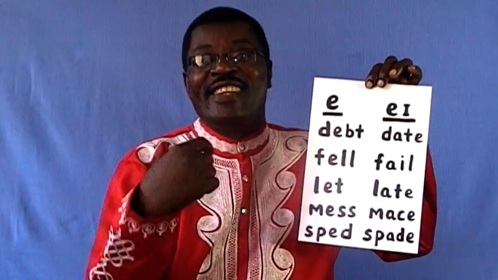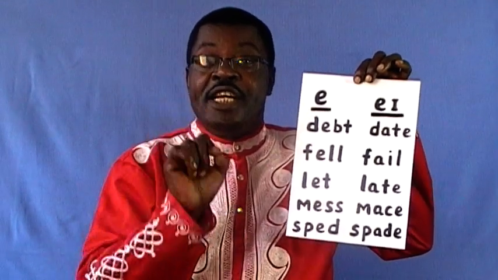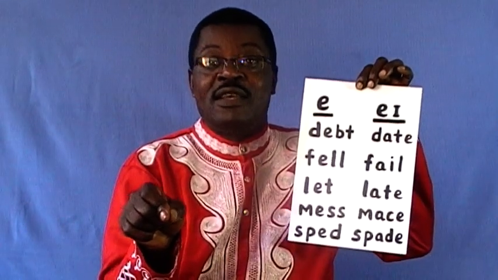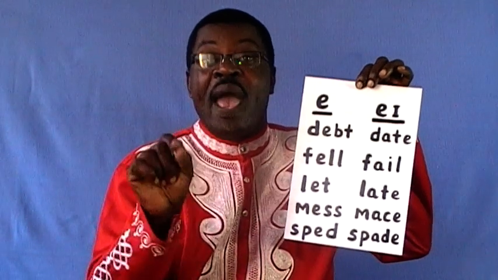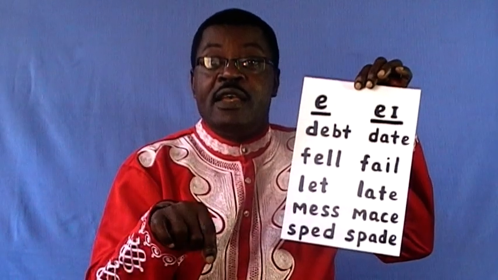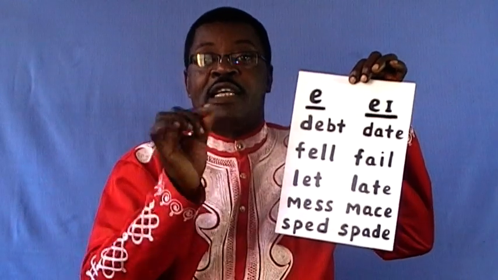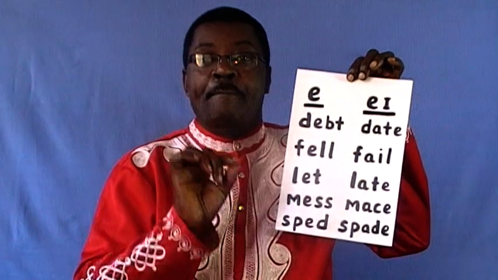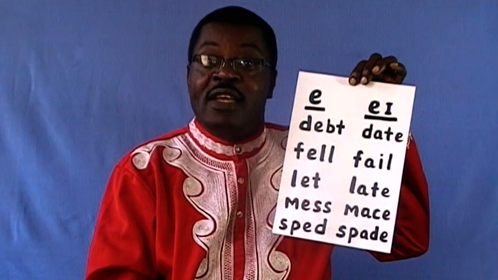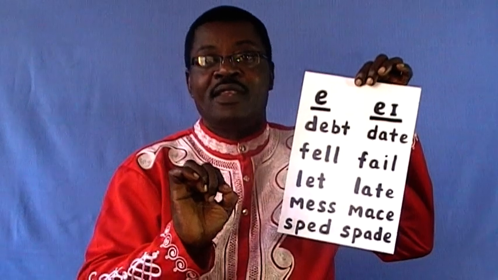Clear? Then let's move to the last one. That is the last pair. S-P-E-D, to speed, but sped, the past tense, sped, S-P-E-D, sped. But S-P-A-D-E, that tool, you say spade, spade. You can realize that there is that glide A. Spade, spade. So it's about that pure sound E in certain words in the English vocabulary versus the words with that slight glide A. Clear?